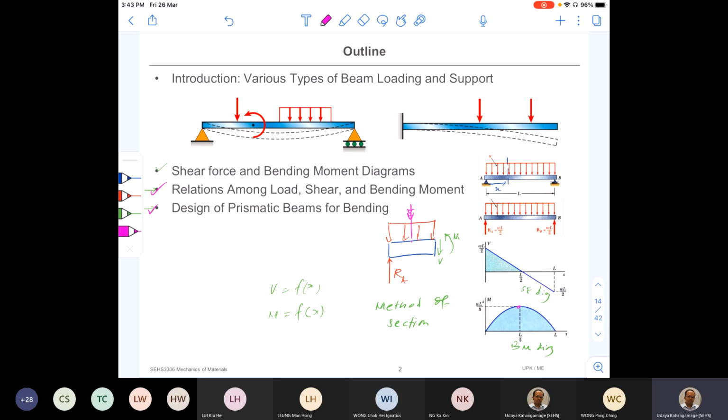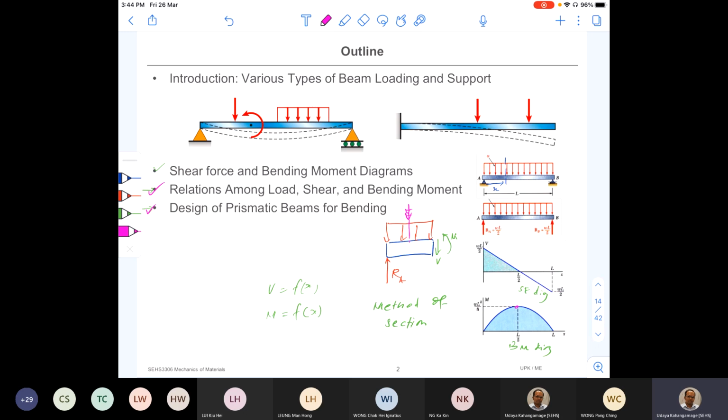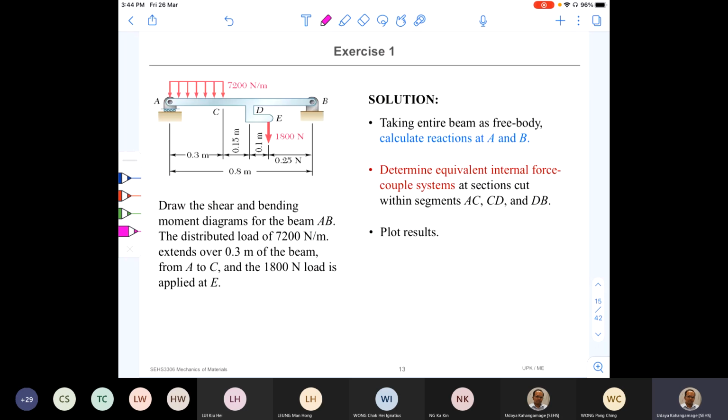Okay, so before I introduce these two topics today, I would like to do one question with you, an exercise with you, that will help us to revise what we have learned last week, right? So I'm going to use the method of sections to draw a shear force and bending moment diagram with an example. Okay, so we stopped last time at slide number 12. So today we are going to start with slide number 13. So now please go to slide number 13, exercise 1.